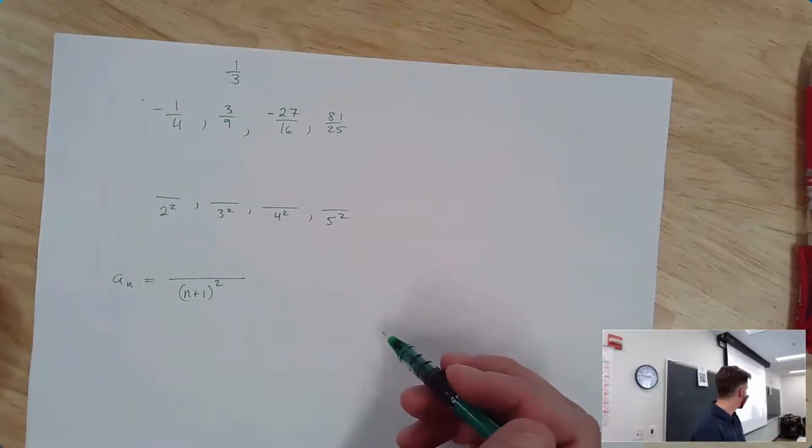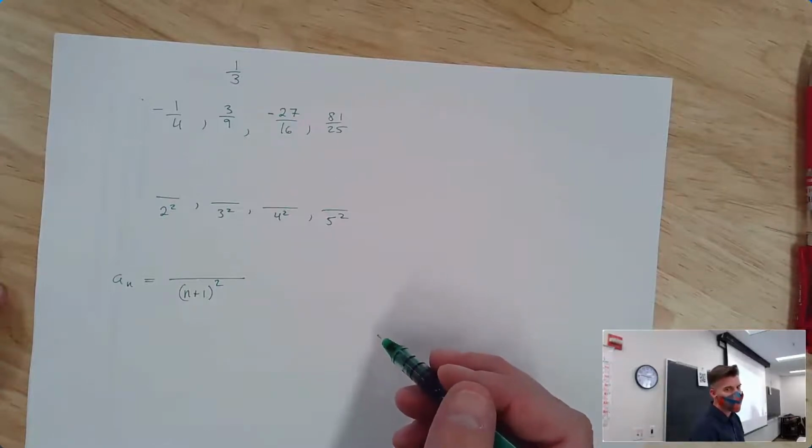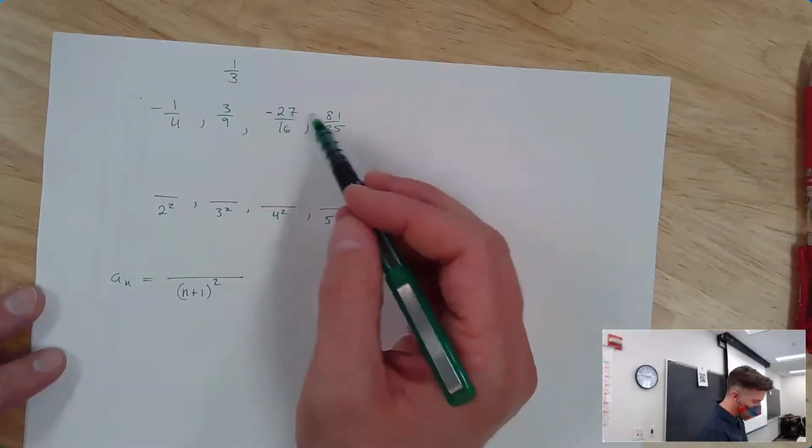My numerator, what's my numerator looking like? 1, 3, 27. I feel like I'm missing a number there. Yeah, I think I made a mistake there. That's all right. Sometimes mistakes happen.